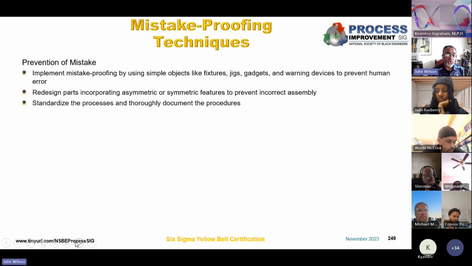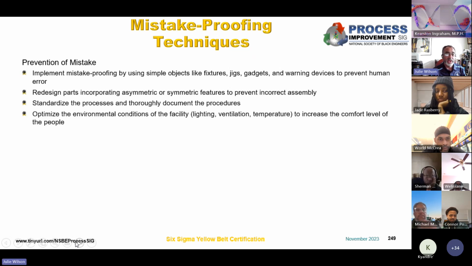Standardize the process and thoroughly document the procedures. You may have heard of standard operating procedures. Part of that is so you have a specific set of instructions that as long as you follow those specific instructions, the process will turn out right. You optimize the environmental conditions, the lighting, the ventilation, the temperature, to increase the comfort level of the people to make them less prone to making mistakes.